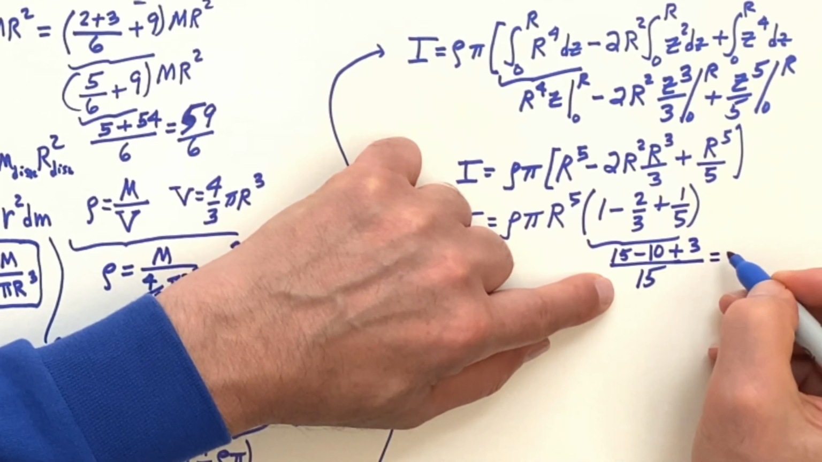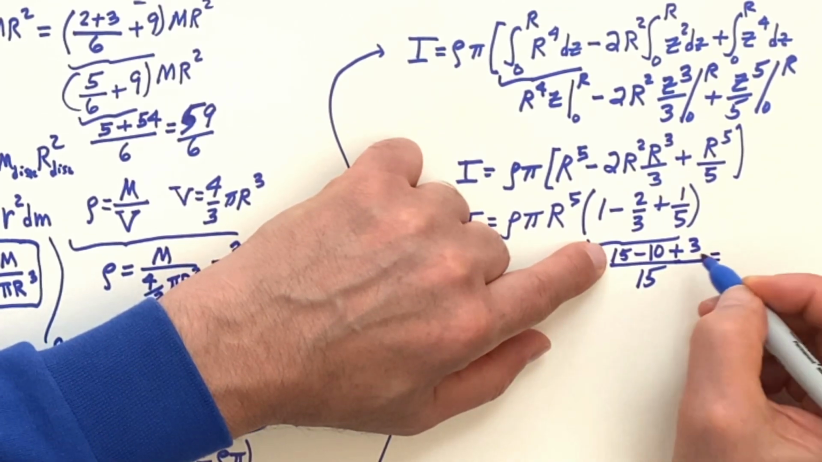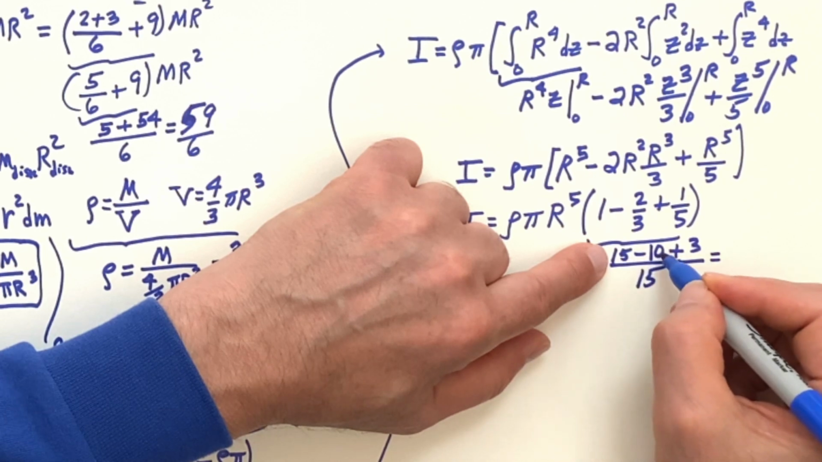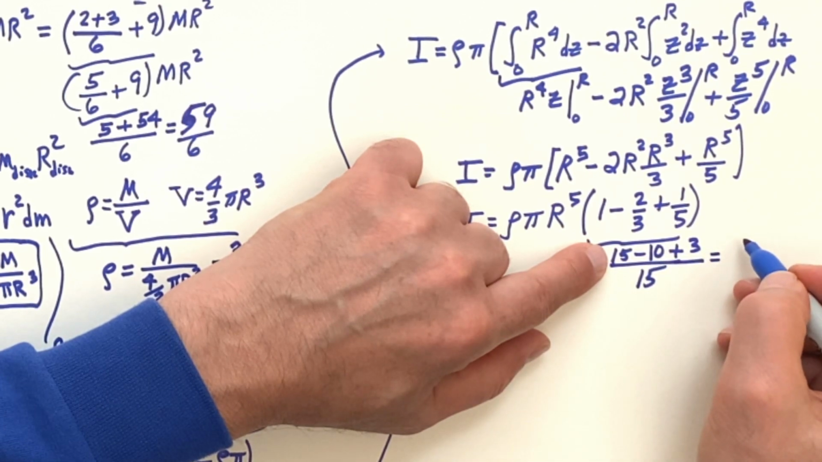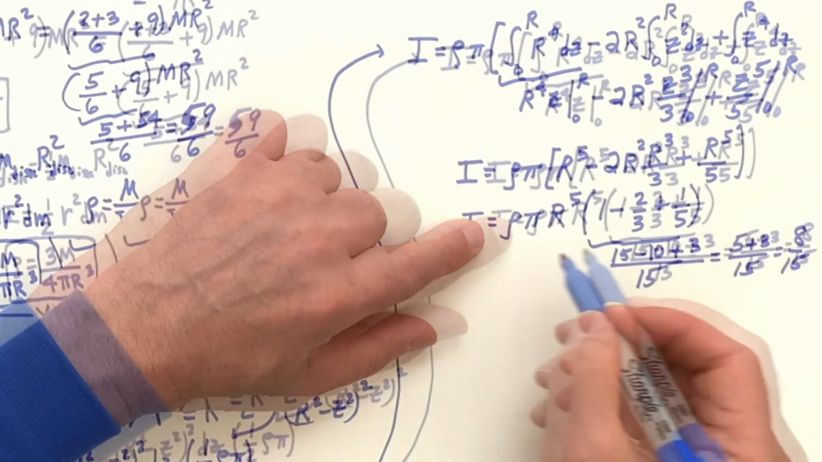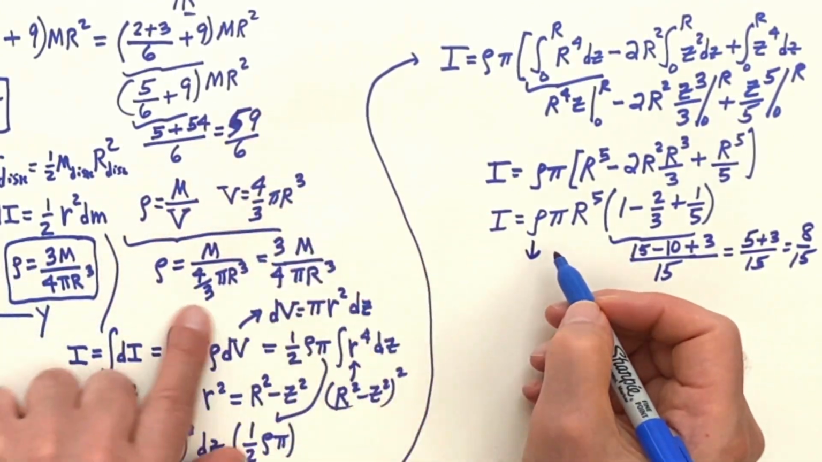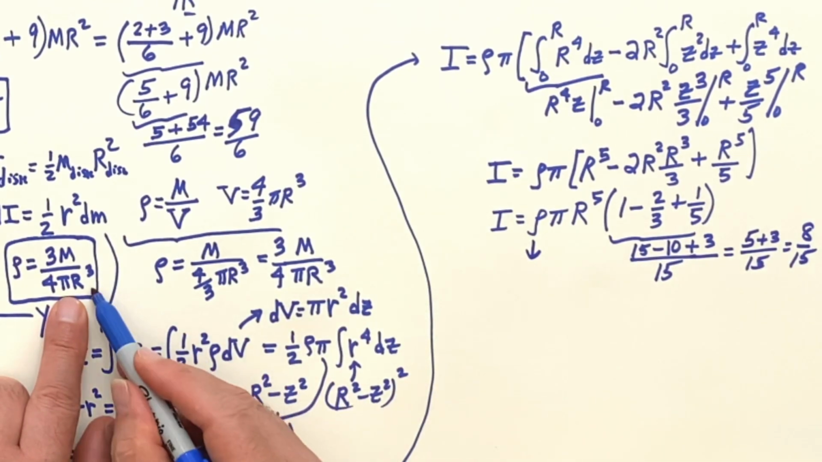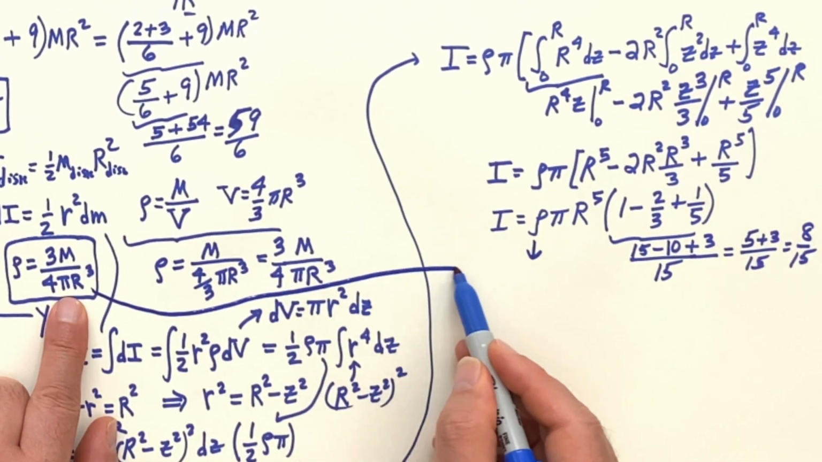So we add these up. We're going to have 15 minus 10 is going to be 5. Then we have to add a 3. So this is going to be 8/15. Now what is the rho? Well, we boxed it off here, so we could use it when needed.